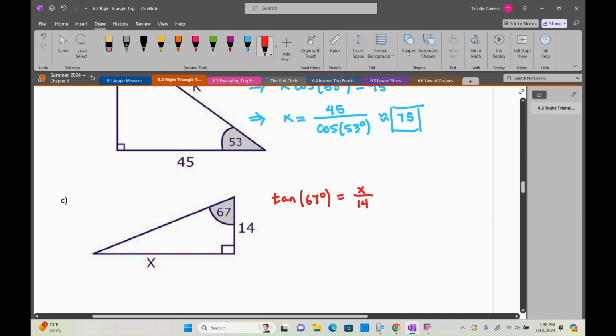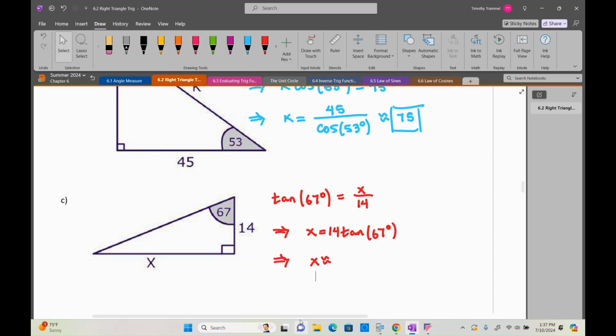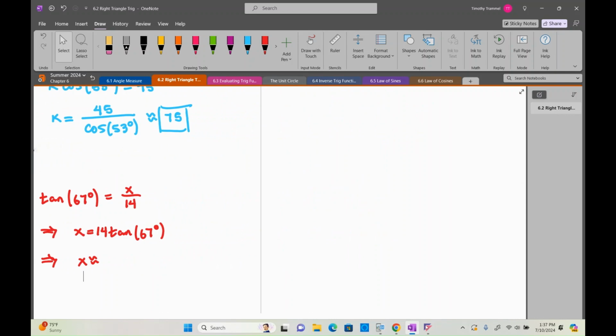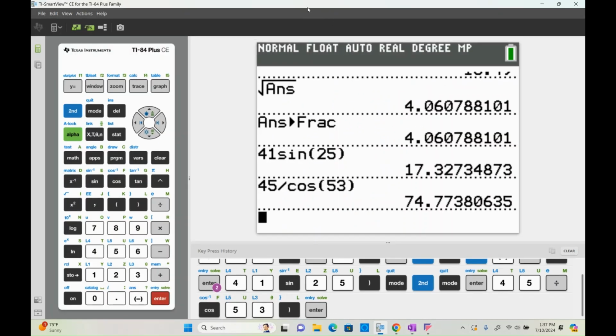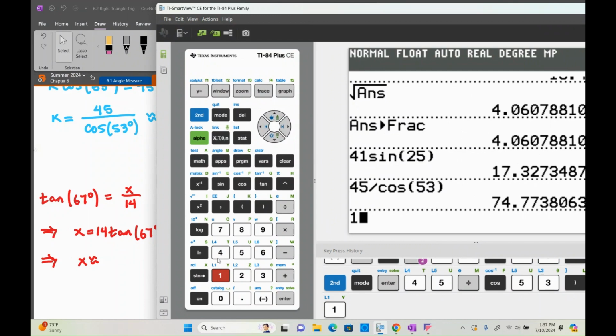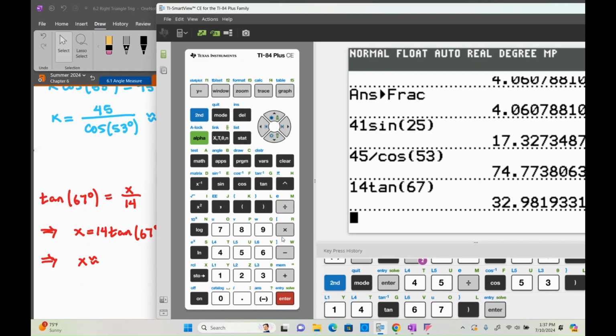And again, I want to solve this for x, so I'm just going to multiply each side by 14. There we go. And we'll go ahead and we'll plug that in the calculator and round it to the nearest whole number. So we have 14 tangent of 67. And so I'm getting about 33 if I round that to the nearest whole number.